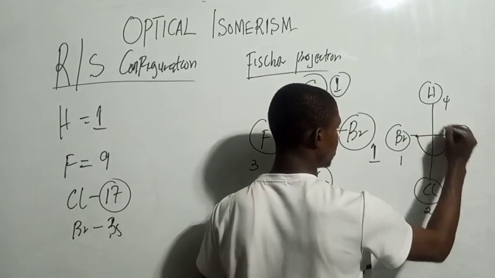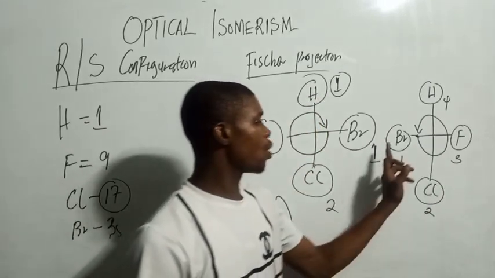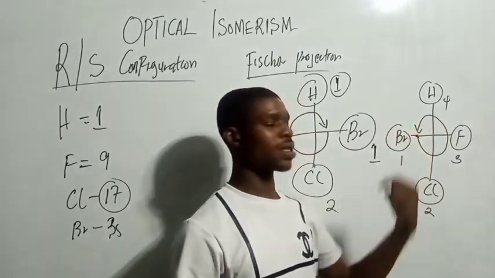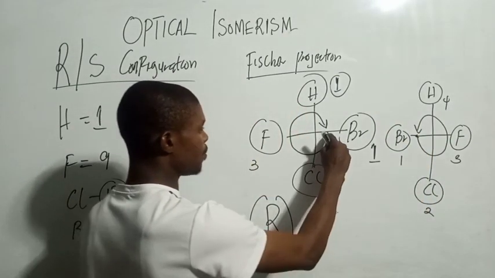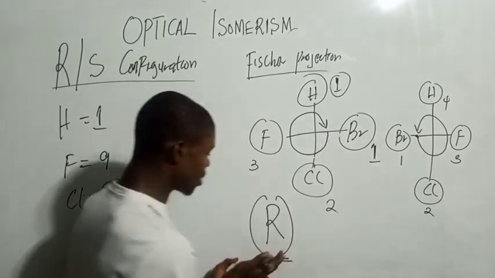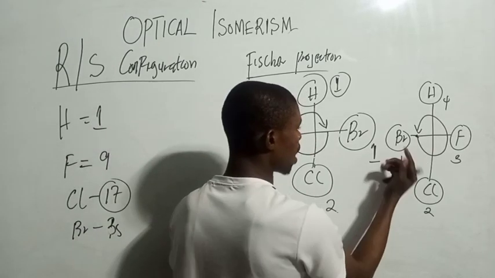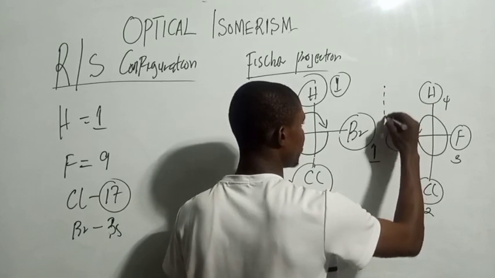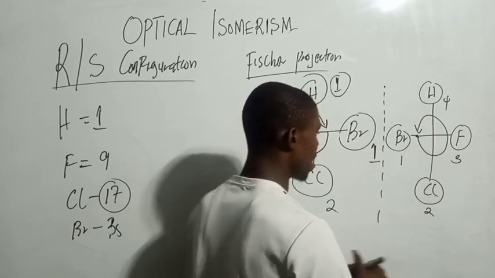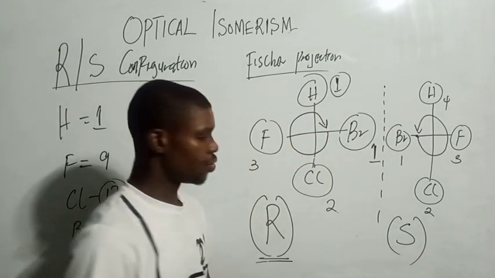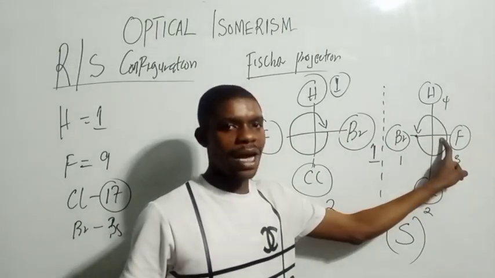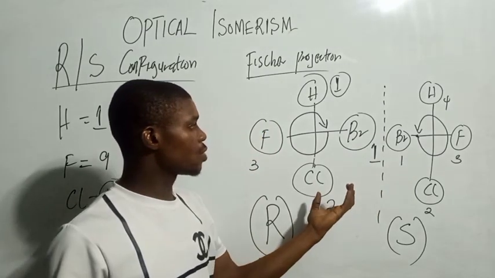From here down, the arrow will always move from the highest priority atom to the second highest priority atom, down to the third highest priority atom. Now, when I start from first to second down to third, the arrow moves to the right, which is R configuration. Now if I place a mirror here, and I draw it from here, it now moves to the left. So here I want S. So this one is only having one stable isomer. Do you get that? So this is how to draw it.